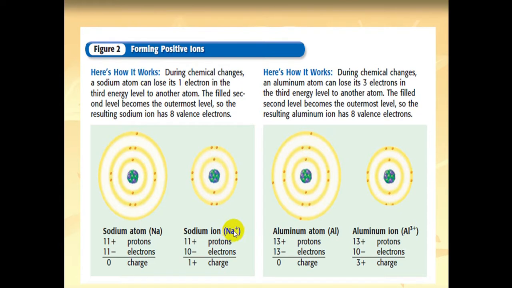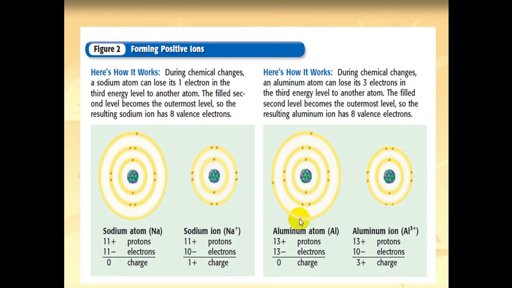So Na positive 1. Okay, let's see another example of positive ions, like aluminum, Al, and this is a neutral form. Aluminum has 13 protons and 13 electrons. The atomic number of aluminum is 13, so it has 13 positive protons and 13 electrons, and in this case they cancel each other, so the overall charge for the neutral aluminum atom is 0. What will happen when the aluminum loses 3 electrons in the outer shell? Look here, this is 1, 2, 3.